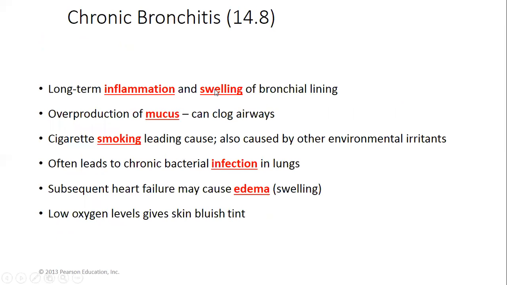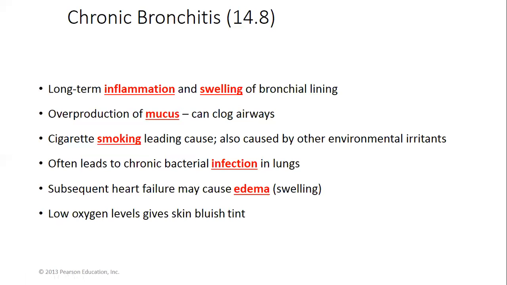Chronic bronchitis. And again, anything with itis is an inflammation. It's a long chronic inflammation and swelling in the bronchial lining. And that usually stimulates an overproduction of mucus that can clog airways. Smoking is a cause of so many problems. Don't do it. If you're smoking, quit, please.